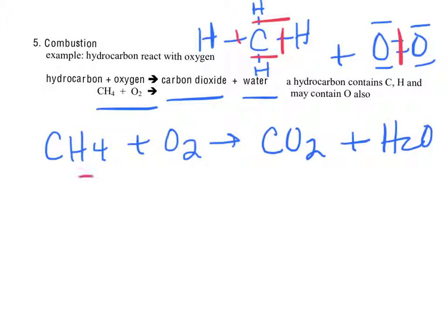We have 4 hydrogens on this side, only 2 on that side, so we'll do that. It gives us 4 O's on the right-hand side, and you have to have 4 going into the reaction on the reactant side.